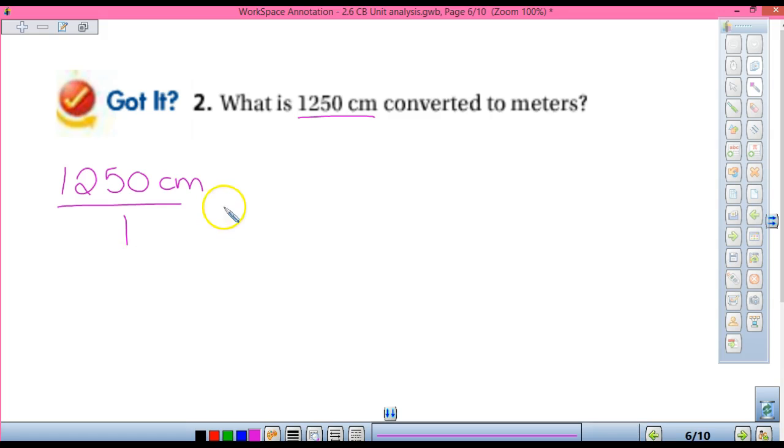Okay, times. Now I'm going to make another one. If centimeters is on top, it's always going to be opposite. So I'm going to put centimeters on the bottom. And what am I converting it to? Meters. Now I'm going to find my conversion, and it's on your conversion sheet. How many centimeters are in a meter? 100. So under centimeters is 100 centimeters and 1 meter.